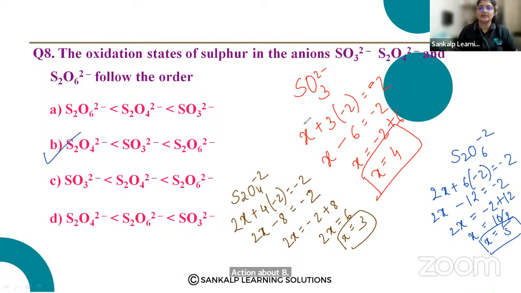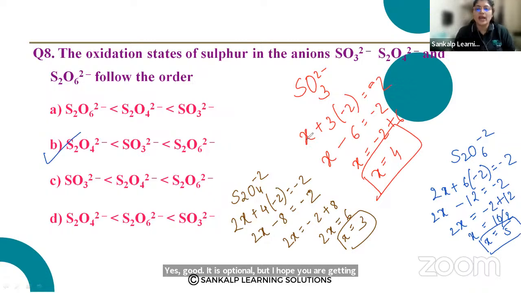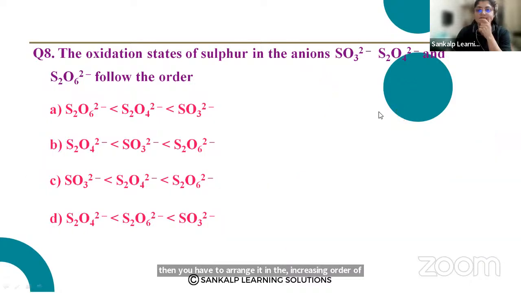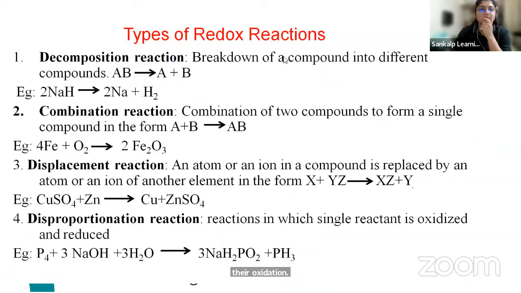I hope you are getting the things. So what they have asked: they have given 3 anions of sulfur. You have to find the oxidation state of sulfur in these anions, and then arrange them in increasing order of their oxidation states. Like this. Fine. Next.